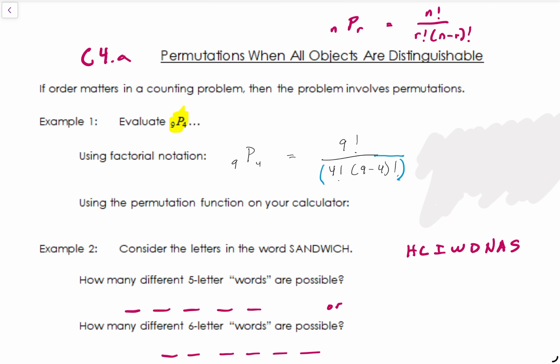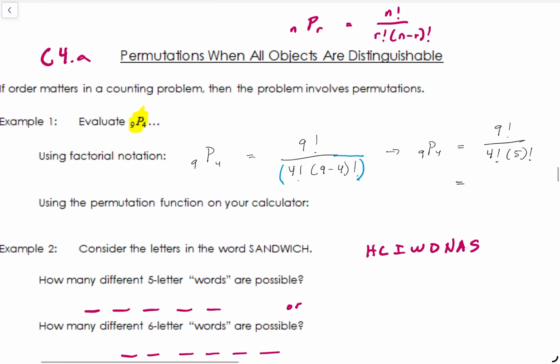So using factorial notation, 9P4 is equal to 9 factorial divided by 9 minus 4, which is 5 factorial. And when I do this, what I get in my calculator is 3024. So you can use this on your calculator, 9P4.